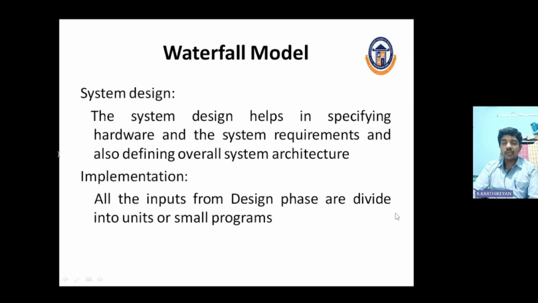The system design helps in specifying hardware and the system requirements, and also defining the overall system architecture, which means what type of hardware we have to use, whatever the requirement that the system requires. So depending upon the system requirement, the hardware and particular software are designed that we need, and also defining the overall system architecture.